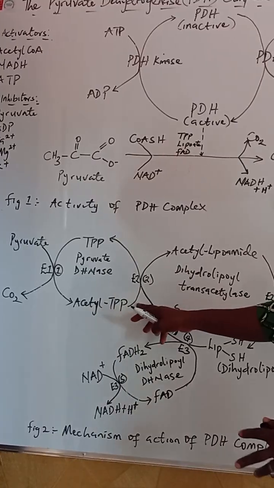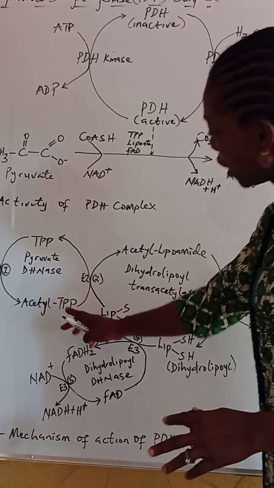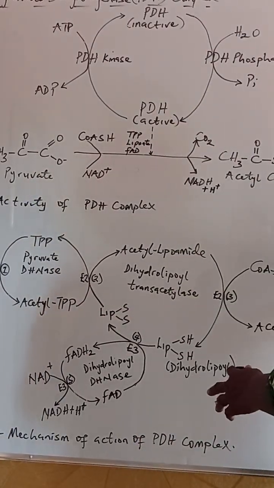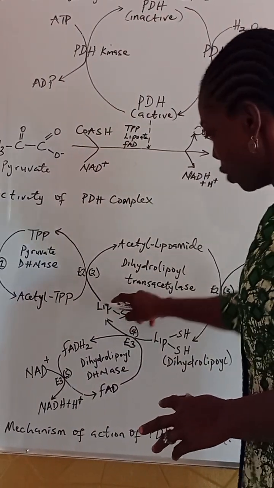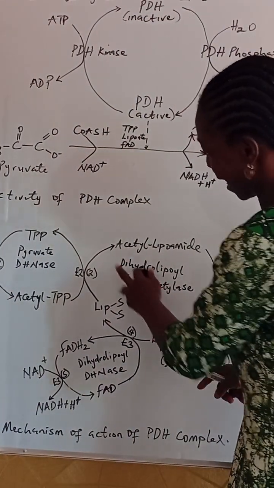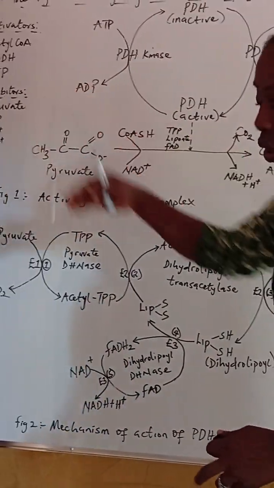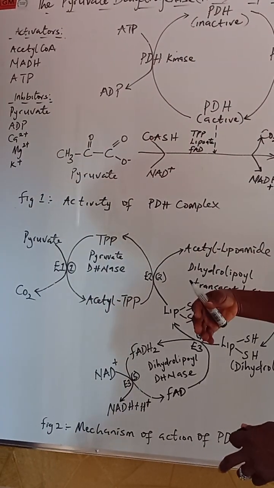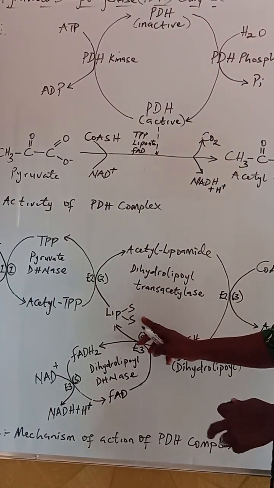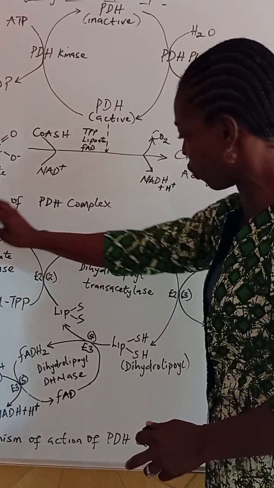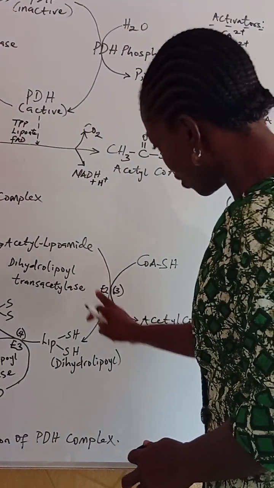Now, the next step is catalyzed by the next enzyme, dihydrolipoyl transacetylase. What happens there? The TPP transfers the acetate group from pyruvate to lipoate, or what we call lipoamide. So lipoamide comes in, collects the acetate group from TPP, and TPP returns to its original form to continue the next phase of another pyruvate coming in to be converted to acetyl-CoA. So it becomes acetyl-lipoamide, no longer ordinary lipoamide, while TPP becomes free again. That is step 2.